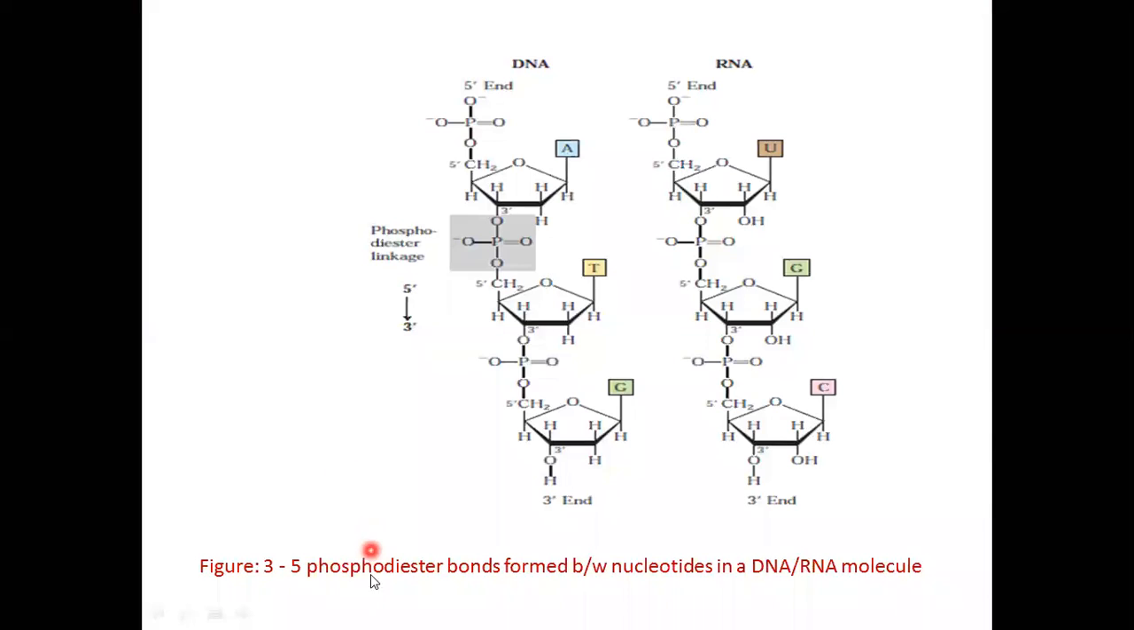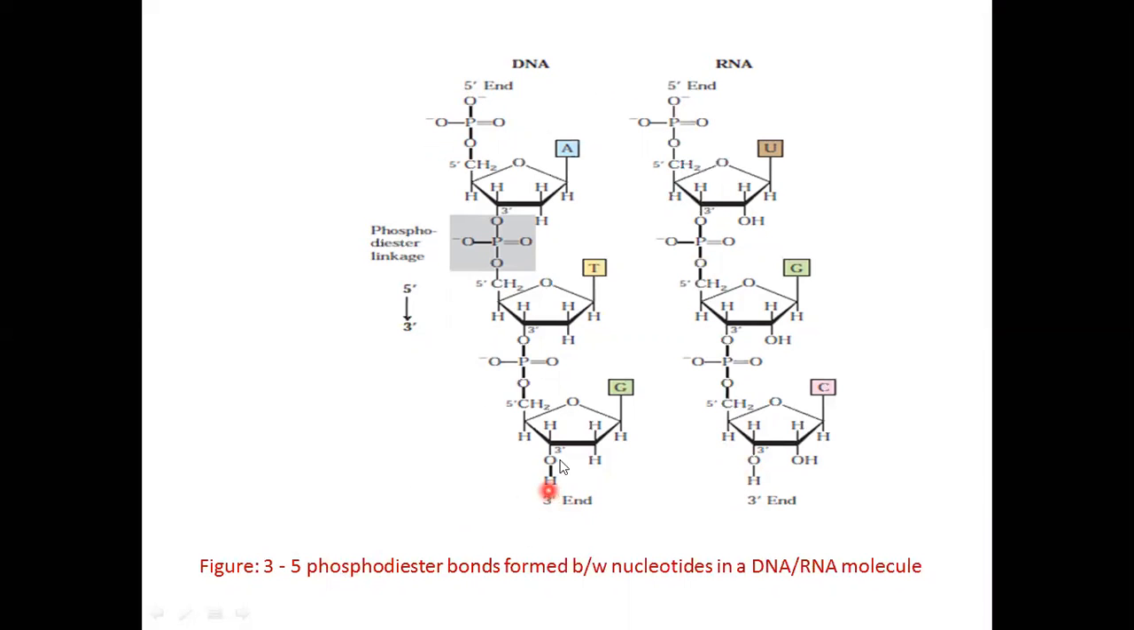So you can see here in this figure, the 3 to 5 phosphodiester bonds formed between nucleotides in DNA and RNA molecules. This is a molecule of DNA and this is a molecule of RNA. So you have to remember this. We discussed that the 5 end and 3 end are free. So you can see this is the last 3 end. It contains an OH group. It is free. It is not bonded to any nucleotide. And this is the 5 end. You can see the phosphate is free and can bond to any nucleotide, but it is free because this is the last end. So 5 and 3 ends are free in DNA and also in RNA.